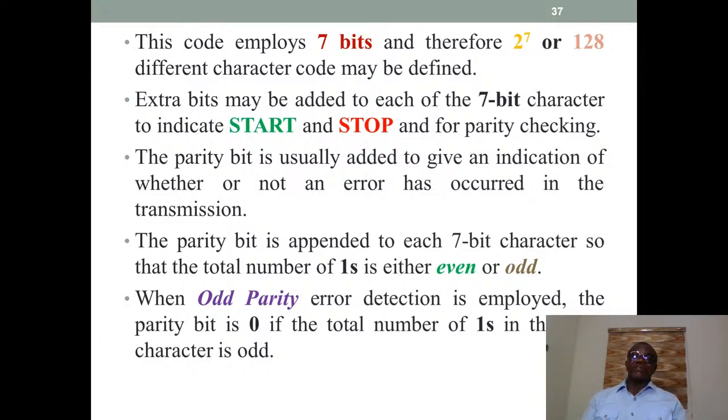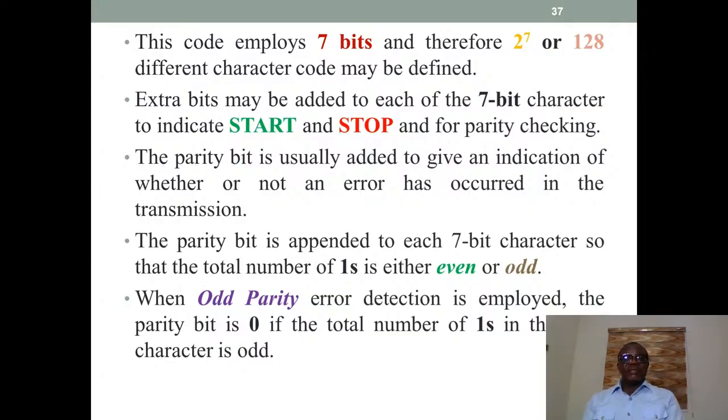In the process of transmitting it, it has to employ another form of code, and that is what we call alphanumeric codes. One of them is the ASCII code, and this ASCII code makes use of 7 bits instead of 8. So it doesn't make use of a byte. It makes use of 7 bits, which is 1 bit short of the byte. And that 1 bit is used for other things like start, stop, and parity checking.